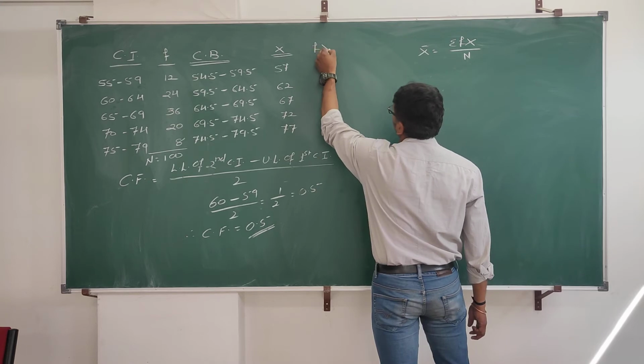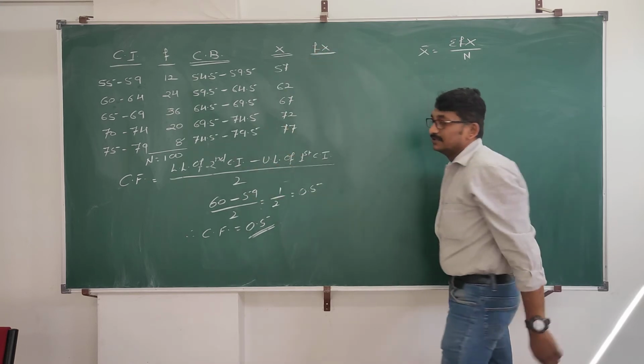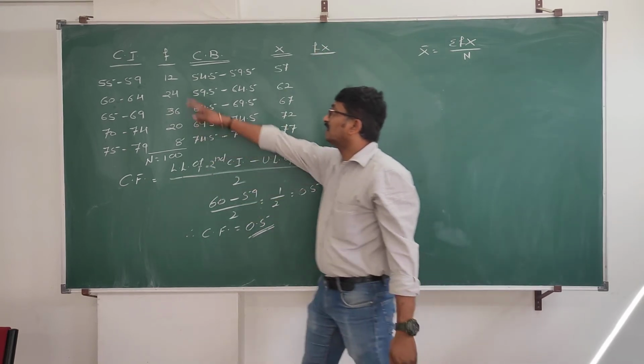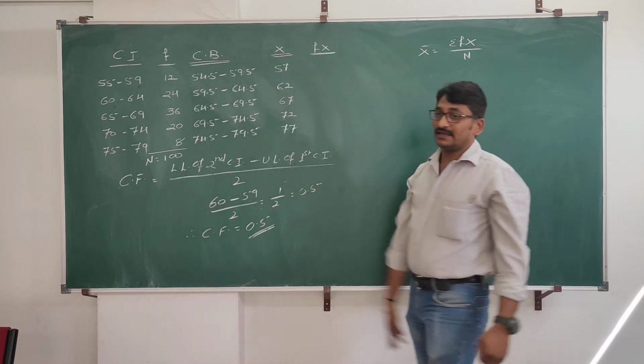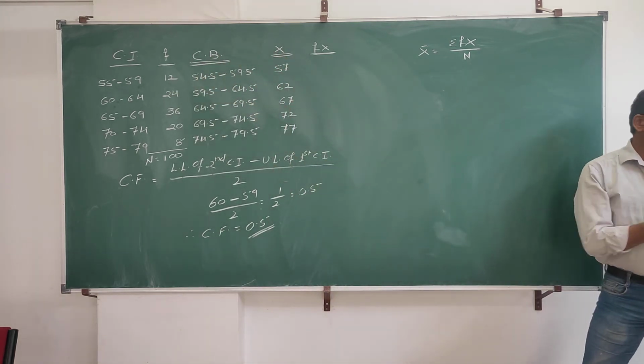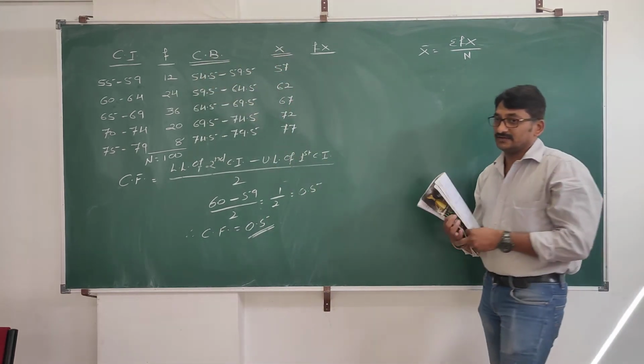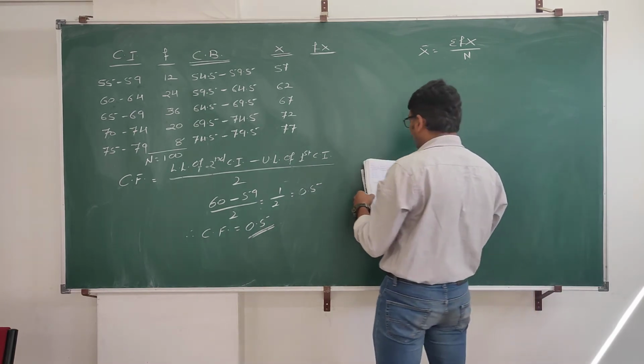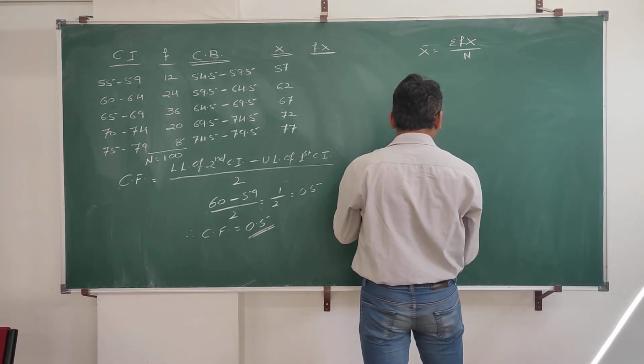And the last column is fx, which is nothing but frequency multiplied by x value. I'll tell you the values. 12 into 57, 684.